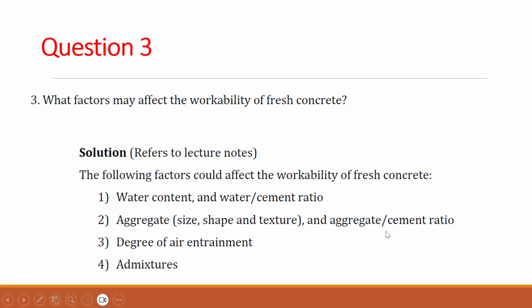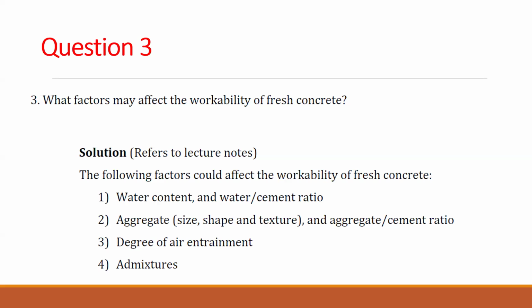And the aggregate to cement ratio, degree of air entrainment. Degree of air entrainment, if you have more air, it is easy to mix. Am I right? Have you done cake mixing? When you have air, it's easy to mix. If you beat eggs, they get bubbled and it is easier than mixing. So if you have more air, it is easy to mix.